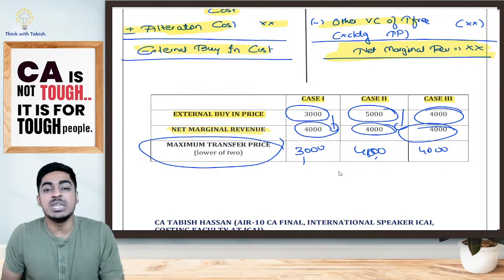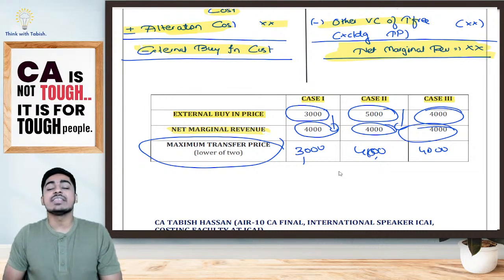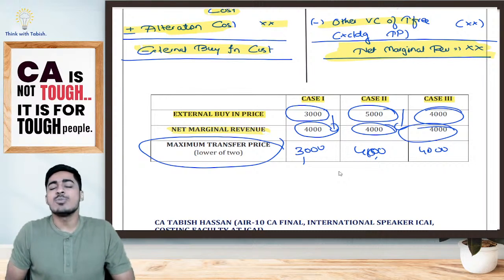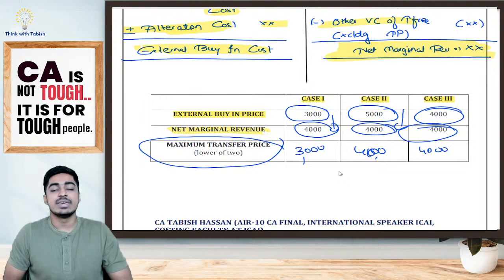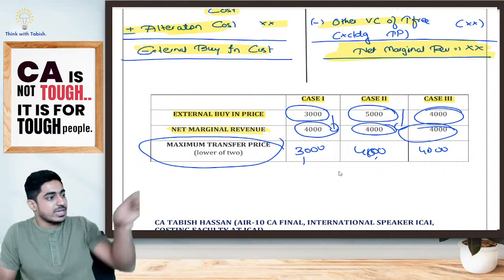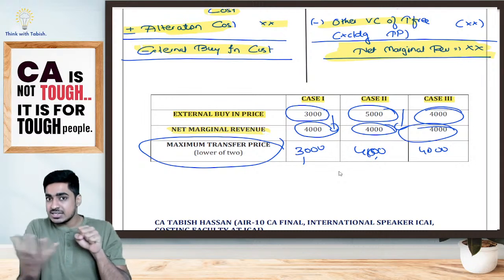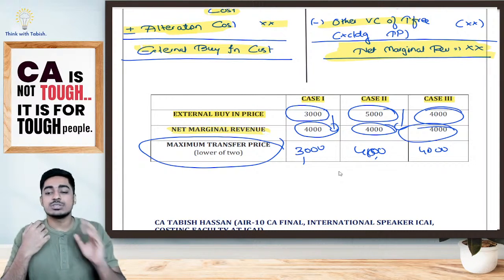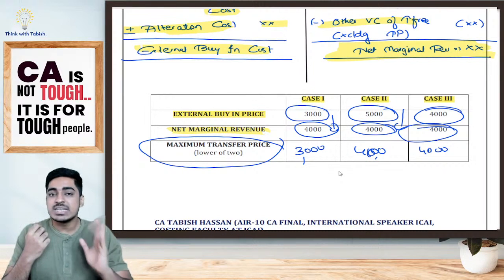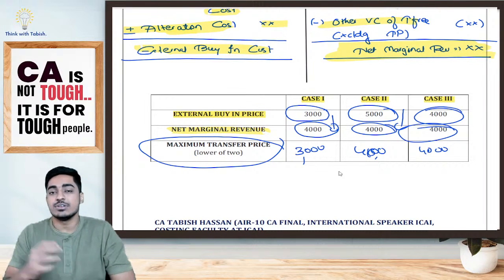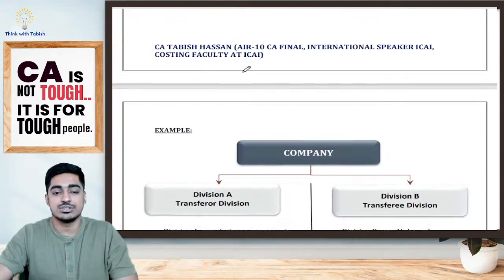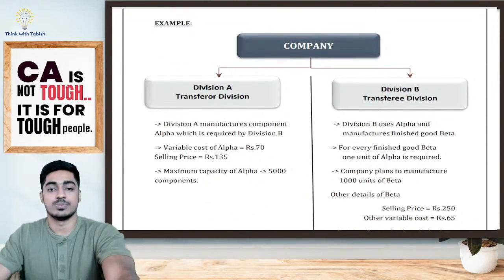How do we arrive at the minimum transfer price? It is the marginal cost. How much extra cost is the transferor incurring? Variable cost, specific fixed cost, opportunity cost. How much maximum the transferee is willing to pay is the external buying cost, if I'm buying from outside, or the net marginal revenue, how much cash I have with me, whichever is lower. External buying cost is external purchase cost plus or minus alteration. Net marginal revenue is the final selling price minus other variable cost. Is it clear, students? Should we continue?